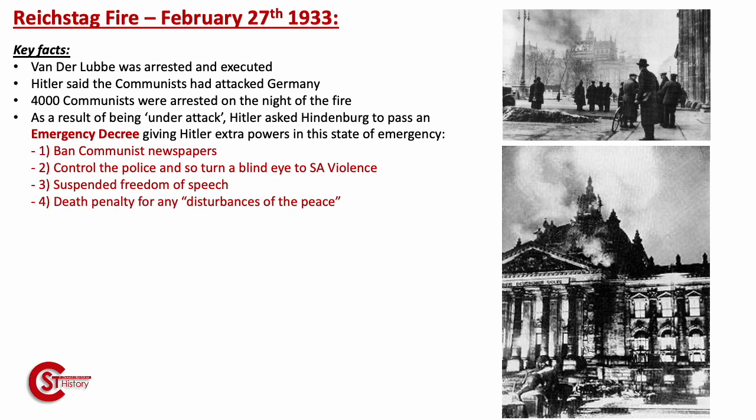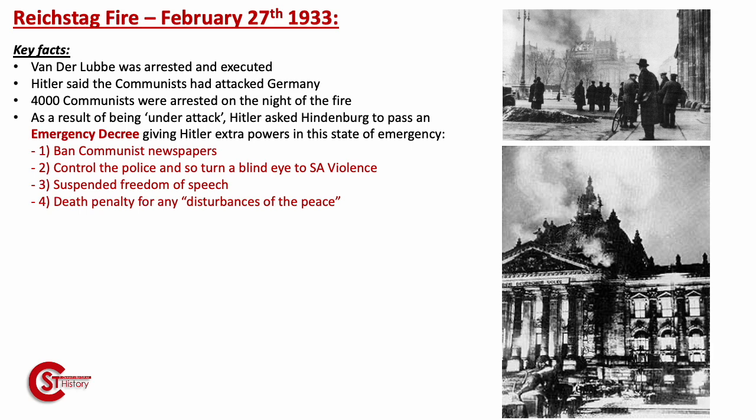So what has happened then under the guise again of being under attack? Hitler has asked Hindenburg to pass emergency powers, all right? Remember, things that we don't need to go through Parliament with, Article 48. So emergency powers under the fact that Germany is currently under attack. So there was this emergency decree, which for the short term, whilst the country's being attacked, is going to give Hitler these emergency powers. Number one, he's going to be able to ban communist newspapers.